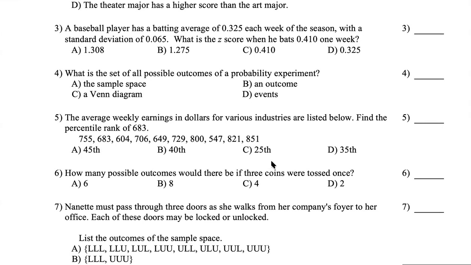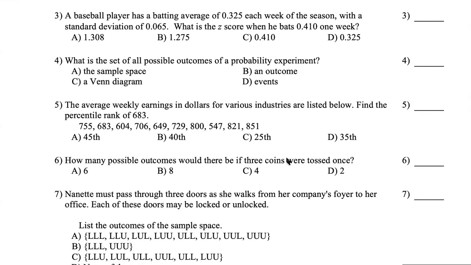The average weekly earnings in dollars for various industries. Okay, find the percentile rank for this number, 683. Remember, how do we find the percentile? We want to put those numbers in order and then apply the formula, right? To see how many values are less than 683. I'm not going over details for that, everybody. As long as you can go back to the example we mentioned from the notes, that should be pretty straightforward.